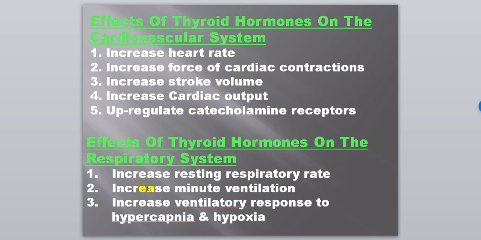Also, when we're talking about the respiratory system, thyroid hormone causes increased resting respiratory rate, increased minute ventilation, increased ventilatory response to hypercapnia and hypoxia. That means they increase the process of inspiration and expiration, especially when there is a response to hypercapnia, increase of carbon dioxide, or hypoxia, decrease of oxygen. That means increased inspiration of oxygen. That occurs in case of decreased oxygen in the blood.